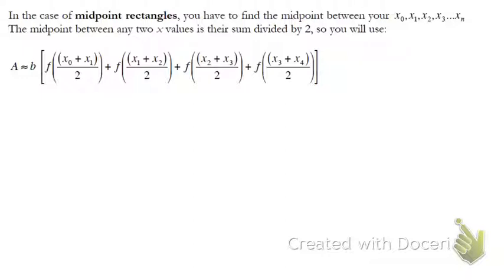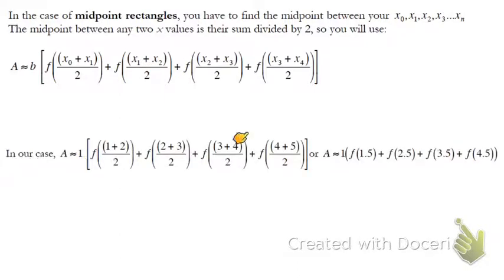In this case, once we figure out how wide the interval should be, we're going to go from the middle of each rectangle to figure out the height of that rectangle. So, for example, if we have these x sub 0, 1, 2, 3, 4, etc., like we had yesterday, the midpoint would be adding the first two together and then dividing by 2, then adding the next two, dividing by 2, etc., etc.